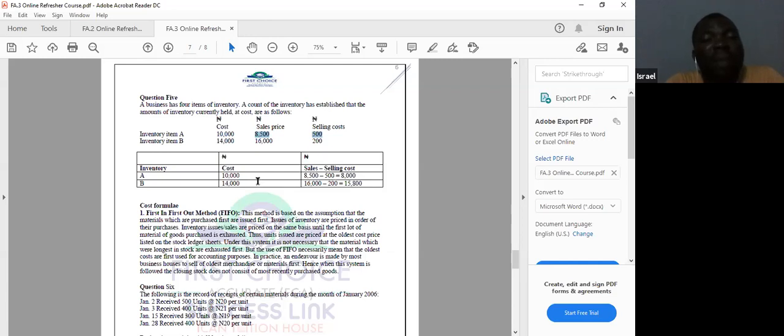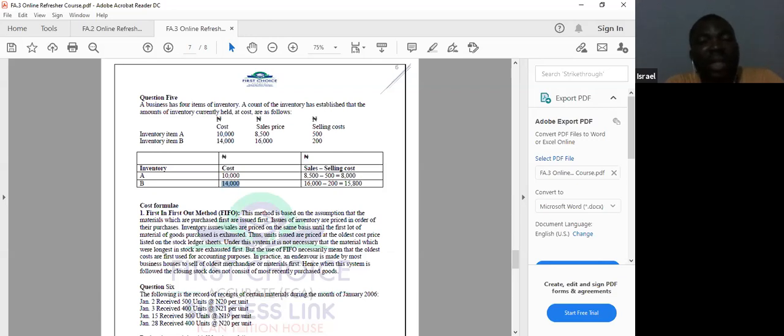I'll now compare my net realizable value against my cost, because the standard says that the amount you use to value your inventory is the lower of the cost and the net realizable value. So for inventory A, I'm going to use 8,000 to value inventory A. For inventory B, I'm going to use 14,000 to value inventory B, because its cost is lower compared to the net realizable value.